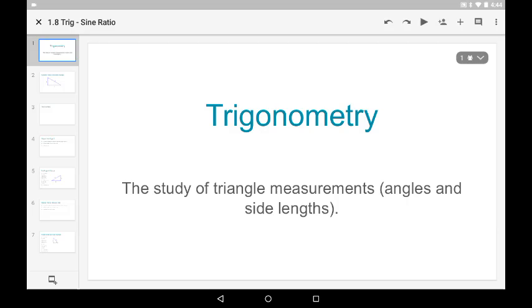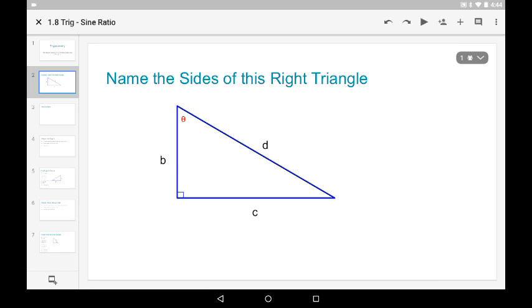Welcome to the second lesson on trigonometry. This lesson talks about the sine ratio. So just a reminder, trigonometry is the study of triangle measurements. We're talking about angles and side lengths in right triangles.